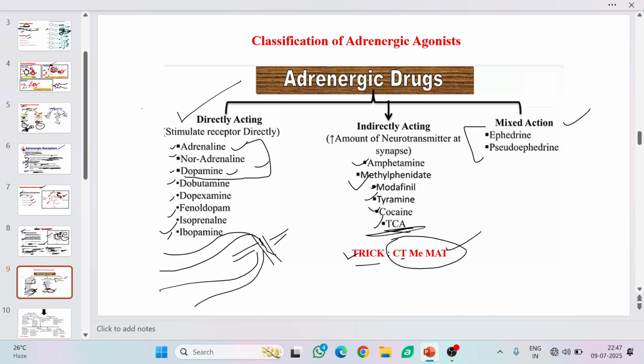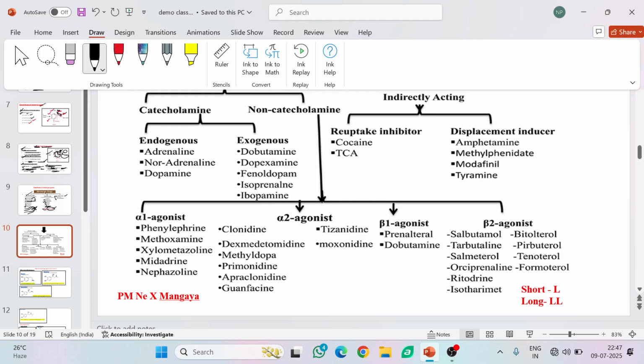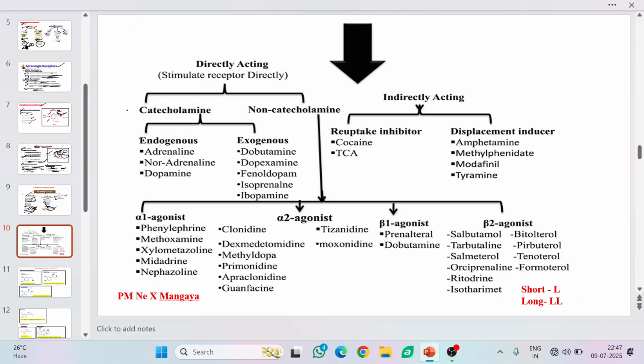Again, these direct acting agents are divided into different types. We will see them. Okay, so see this. Direct acting agents are mainly divided into two major types: catecholamine and non-catecholamine. Catecholamine, as I already told you, means they contain the catechol nucleus with an amine group. Okay, so this catecholamine is of two types. They are of two types: endogenous or exogenous.